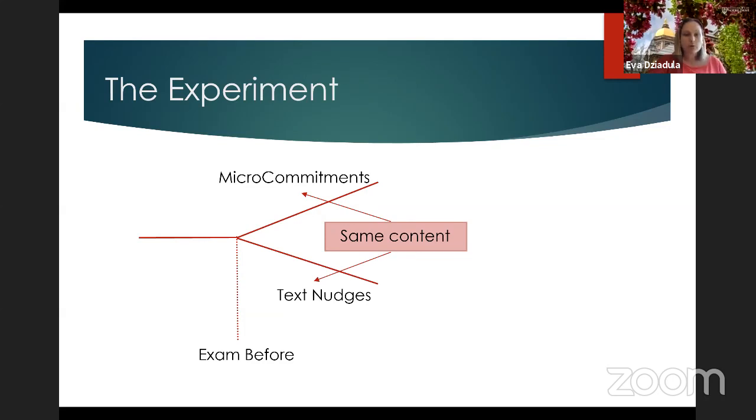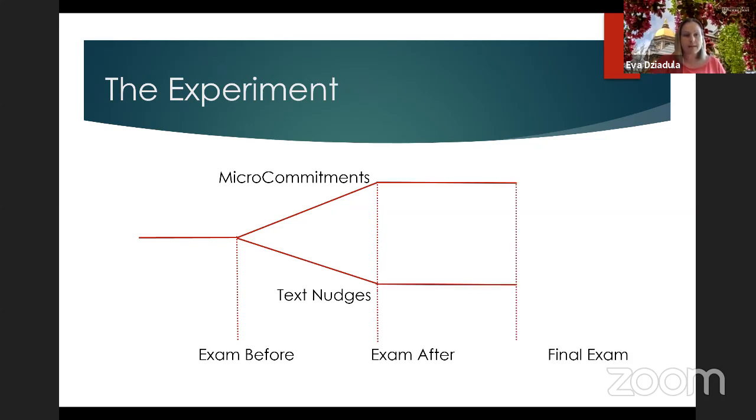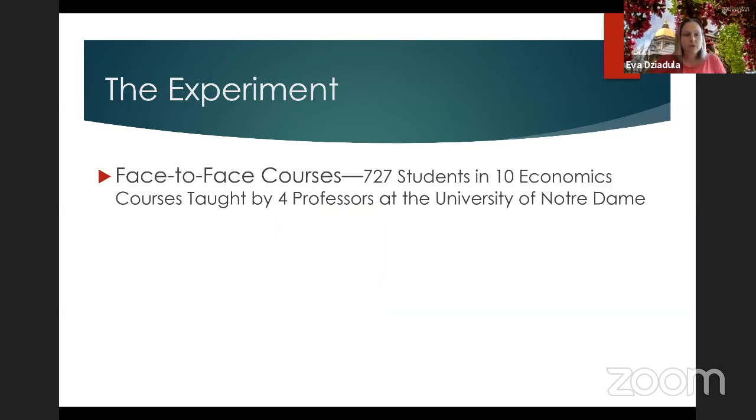And the control group is receiving the same text nudge, just as a simple text message without the option to commit to doing that task for the day. So we observed their initial exam scores, the exam score after the intervention, as well as their final exam score. We had over 700 students participating in face-to-face meetings and instruction at the University of Notre Dame, over 4 different instructors.